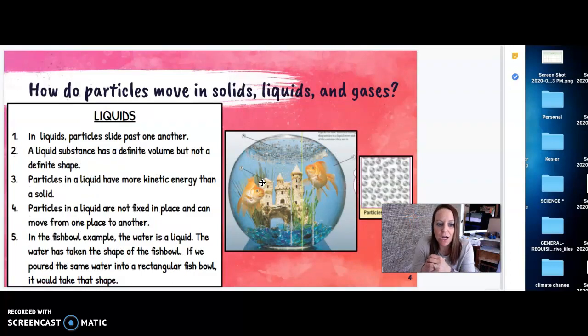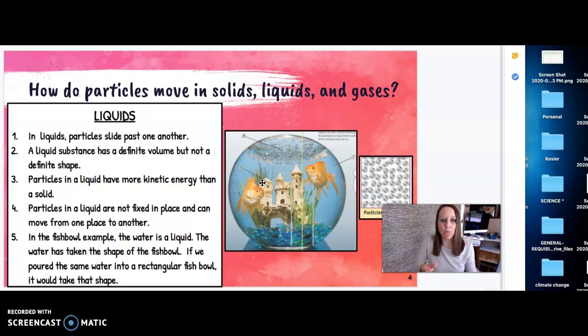The next state is a liquid. In liquids, like water here, particles can slide past one another. So a liquid substance has a definite volume, but not a definite shape. If I were to take my water from my cup and pour it into my coffee cup, it would take the shape of the coffee cup, but I would still have the same amount of it. It would be the same volume. It would take up the same amount of space.